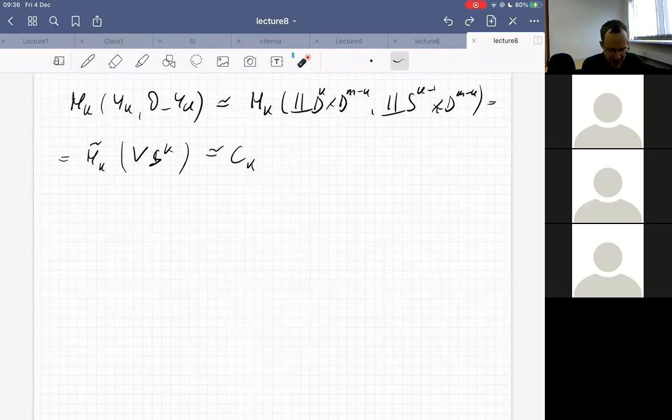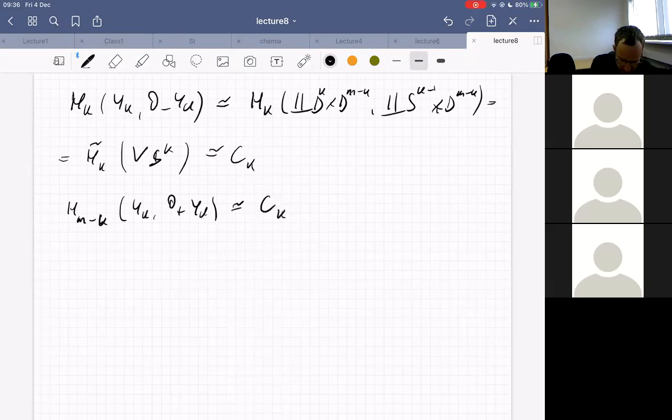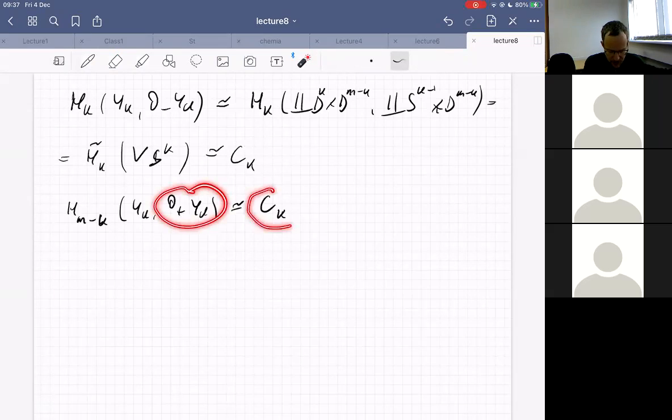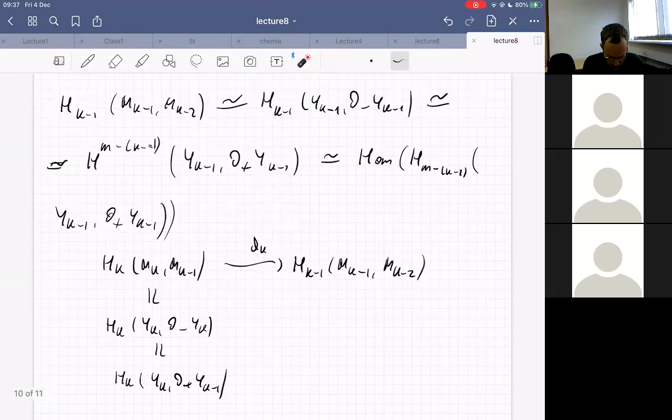And of course, the same game you can play with unstable manifolds, to tell you that H of (Yk, d plus Yk), where now the dimension of the unstable manifold is m minus k, is the same as Ck. All right, so this is the same: the relative homology group with top boundary is generated by this class. All right, so let me just come back to this guy.